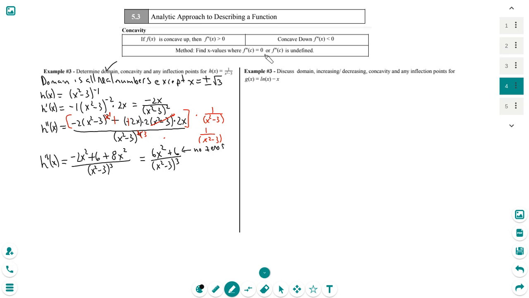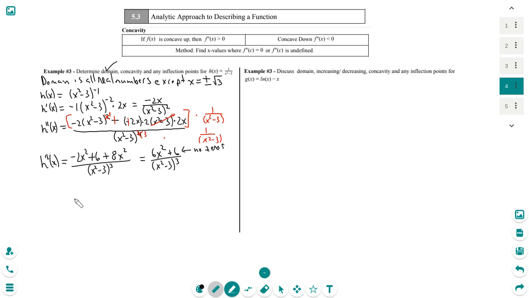Therefore, the second derivative will not equal 0, but the denominator we already learned could be 0 when x is equal to plus or minus root 3. So those are going to be the values that we will test around. However, I am going to note that they cannot be inflection points because they are not in the domain. So they will be vertical asymptotes for the function, not points. Even if the concavity changes, it doesn't matter. It has to be a defined point.